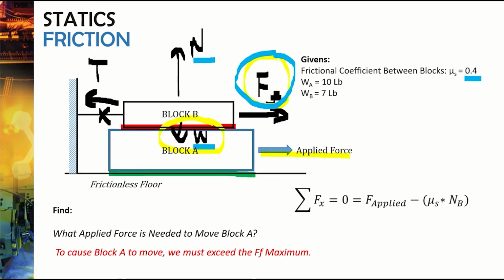So to solve this problem, the sum of the forces in the X on block A is equal to 0, which equals F applied minus μs times NB. So F applied in this case is 0.4 times 7, which tells us that the force needed to move block A has to be equal to the maximum force of friction that block B can apply to block A, which in this case is 2.8 pounds.